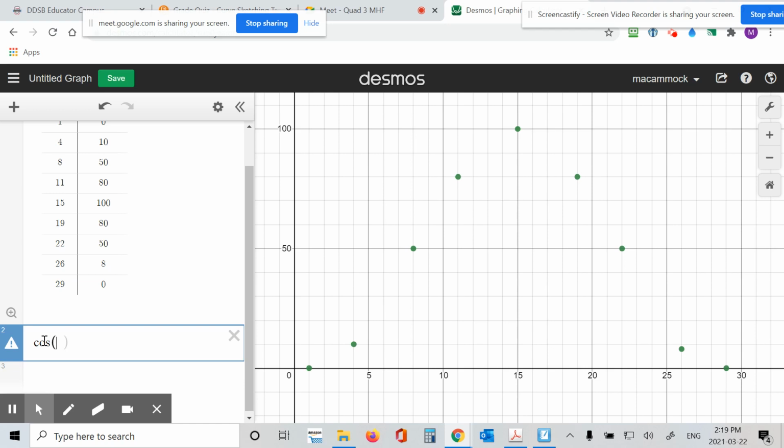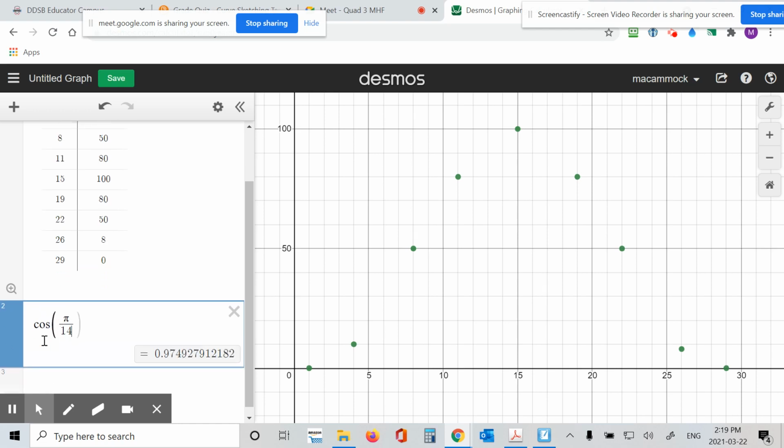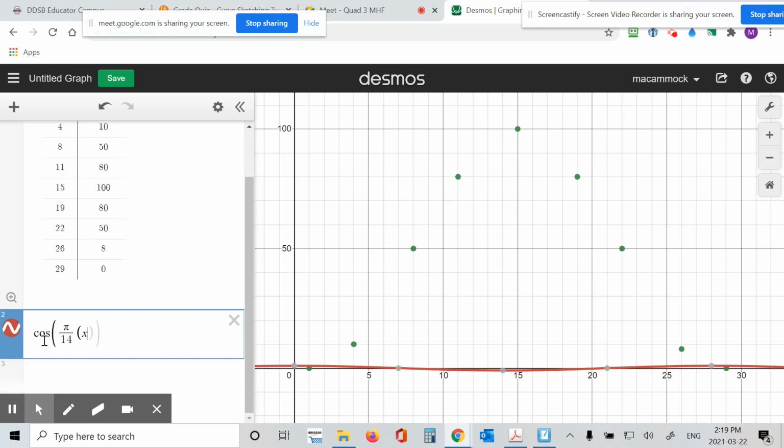Cosine of, to get pi, you just put the word pi. Don't use this square bracket, just use a round bracket. Pi divided by 14. So that's exactly what I just put in. And then I'm going to put another bracket inside of that. X minus 15, I think it was. And then plus 50. I'm missing something. I don't think I put the right A in. I think I left the A out.